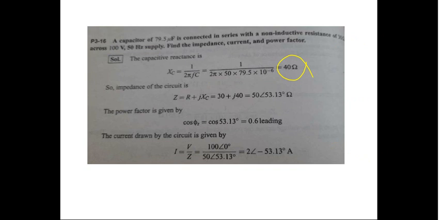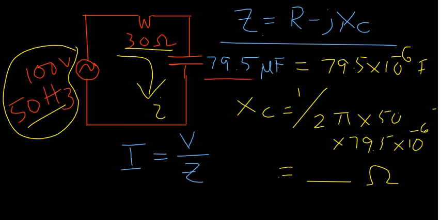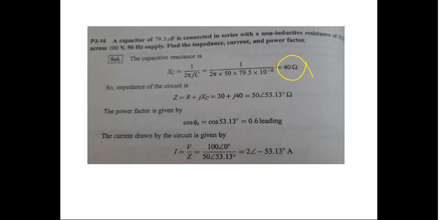So once you have calculated the value of Xc, you know that Z is equal to R minus jXc. So when Z is equal to R minus jXc, here it is written as R plus jXc, which is not correct. Please remember, this is not correct because Xc is always minus jXc.